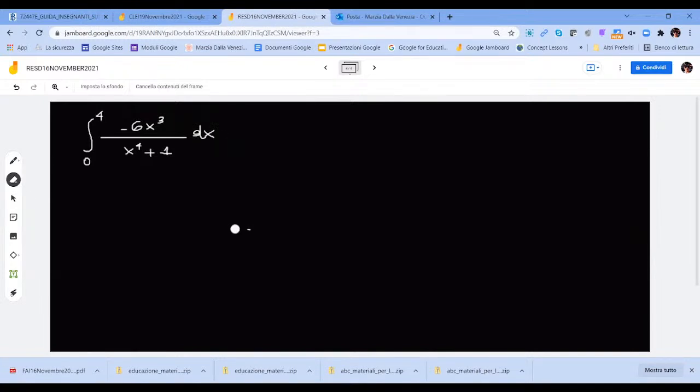Then we will do something with the fractions. Okay, what's this? As you know, the immediate integral of 1 over x, or x to the minus 1, is the logarithm of the absolute value of x, plus c, of course. Or in the case of the fundamental theorem of integral calculus, it will be the logarithm of the absolute value of b minus the logarithm of the absolute value of a.